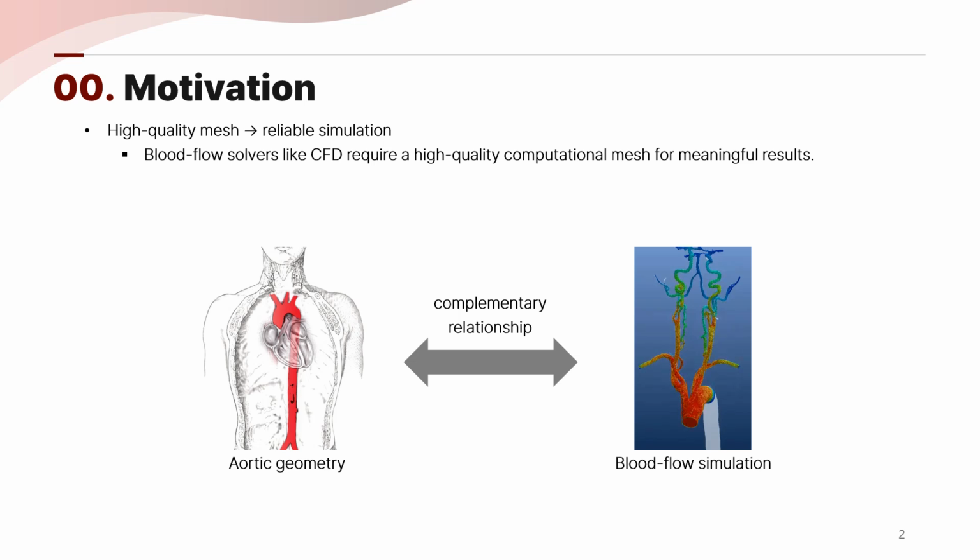I'd like to start by explaining the motivation behind this work. When performing blood flow simulations such as CFD, the quality of the computational mesh plays a decisive role. A simulation can only produce reliable results if the mesh that defines the flow domain is geometrically accurate and numerically well constructed. In other words, a high-quality mesh enables a high-quality simulation, whereas a poor mesh can easily introduce numerical errors or physically unrealistic flow patterns.